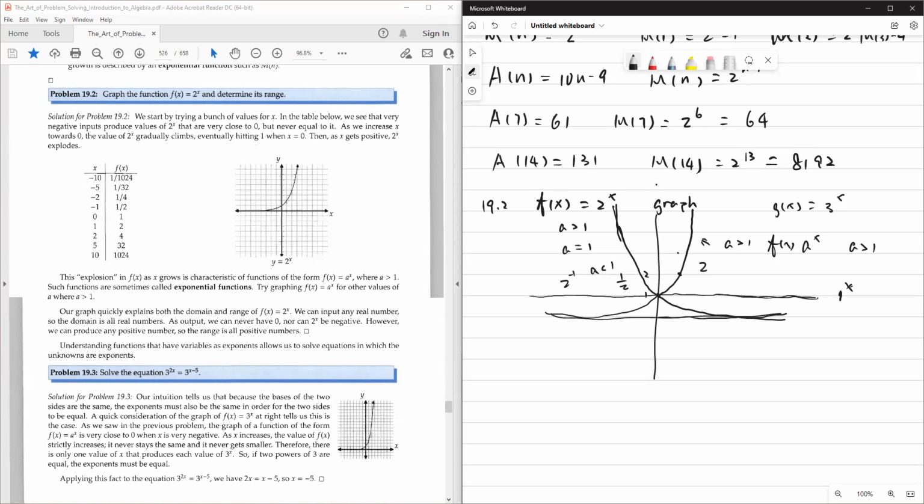f of x equals a to the x. Make sense? I think I'm running out of time this week. We'll come back and pick up from 9.3 next week. Sounds good? Okay, and it's also asking the range. The range is everything greater than 0. The domain is the entire set of real numbers here.